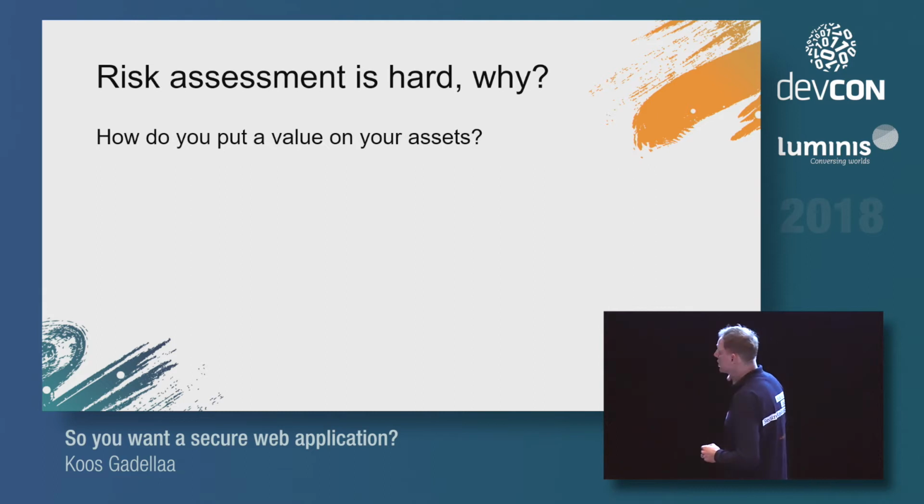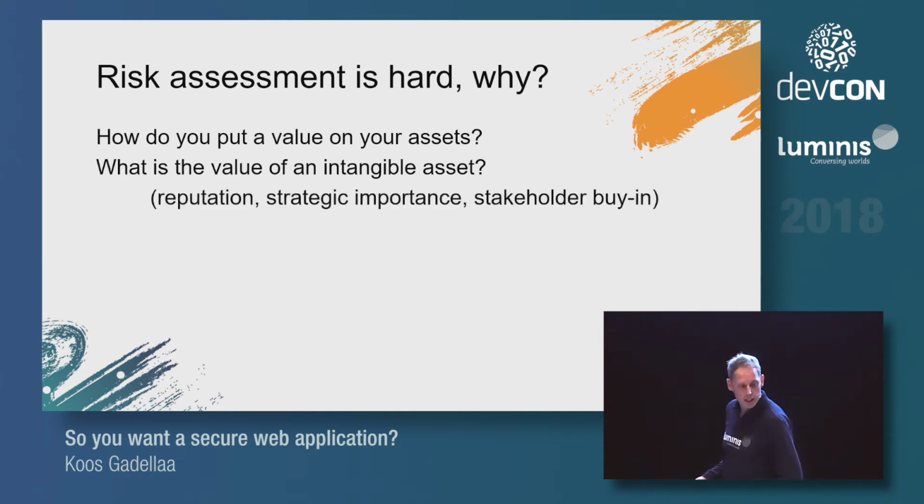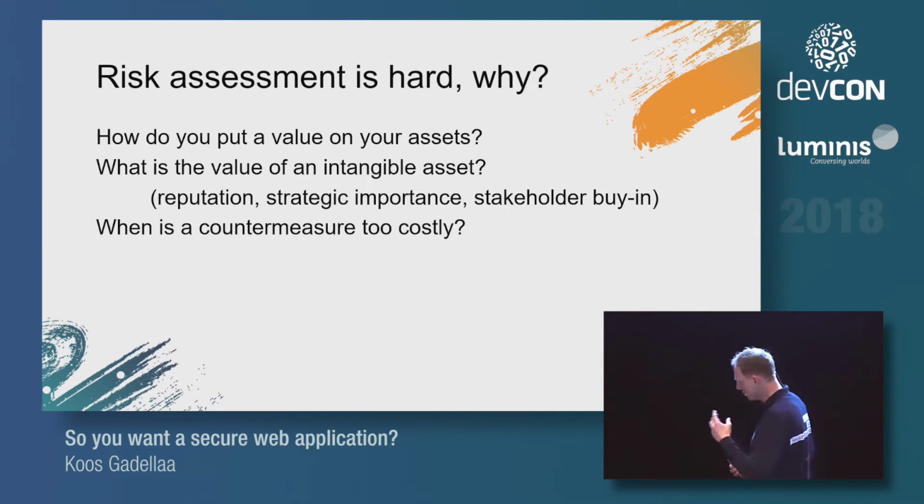And I might even say that these are the easy questions, because an even harder question is, what about intangible assets? Because my application definitely also has intangible assets. I mean, things like, what about reputation damage? What about the strategic importance of the application you're building? Maybe the stakeholder buy-in which you're gaining through this application. All these assets need to have a value if you want to have a decent countermeasure estimation. How much can you spend on countermeasures? So when you try to do this by putting values in there, it doesn't really work.